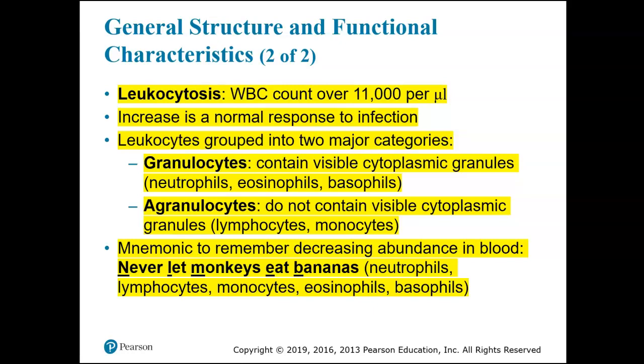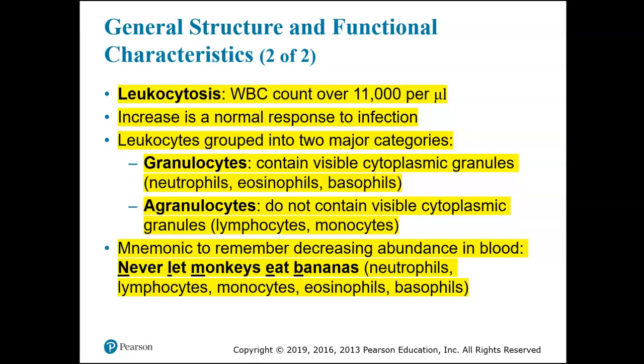There are 2 major groups of leukocytes. There are 5 total types of leukocytes, but 2 groups. So 3 leukocytes are granulocytes, and these contain visible granules in their cytoplasm. These are neutrophils, eosinophils, and basophils. And the other 2 are agranulocytes, and they are lymphocytes and monocytes.